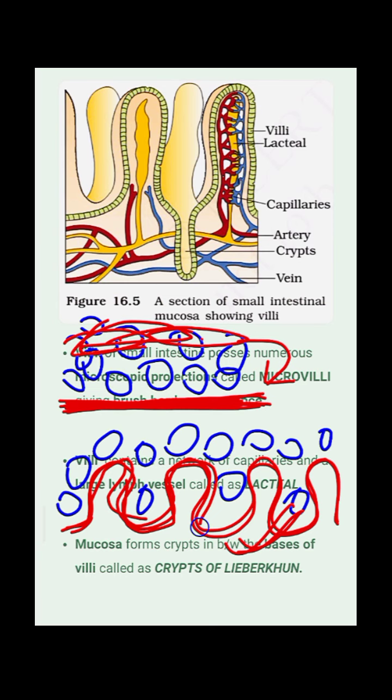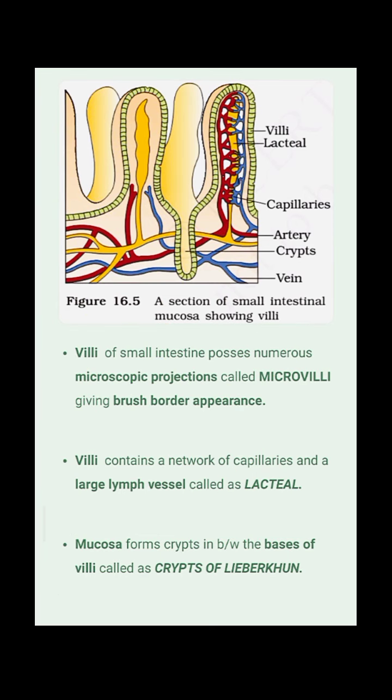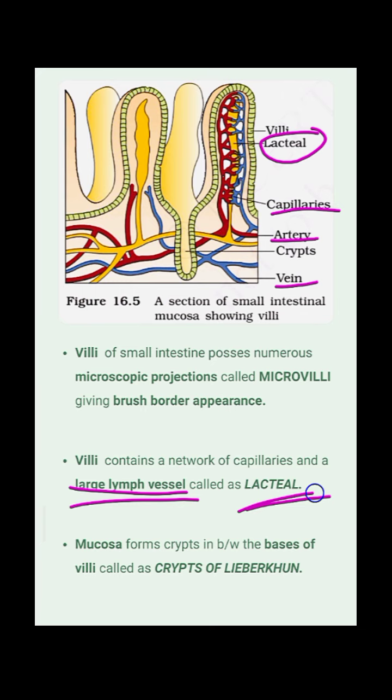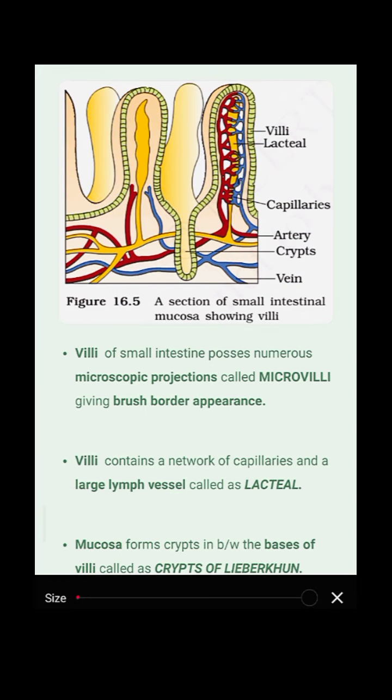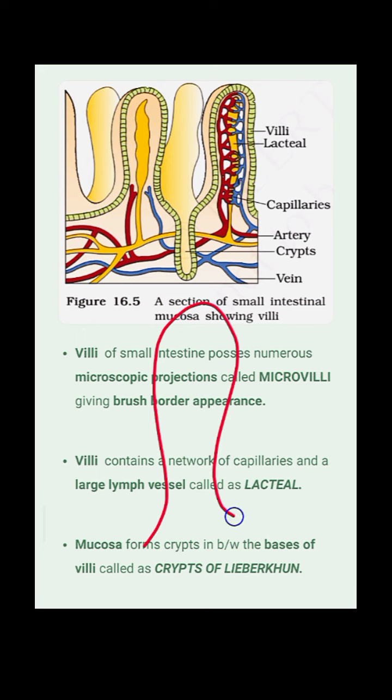surface area of absorption. See in the diagram, we already said that all the nutrients which get absorbed in these villi are transported through the blood, so we have veins, arteries, capillaries, all the blood supplies. After that, we also have one large lymph vessel, and that lymph vessel is called the lacteal. It is called the lacteal duct. Here it is.